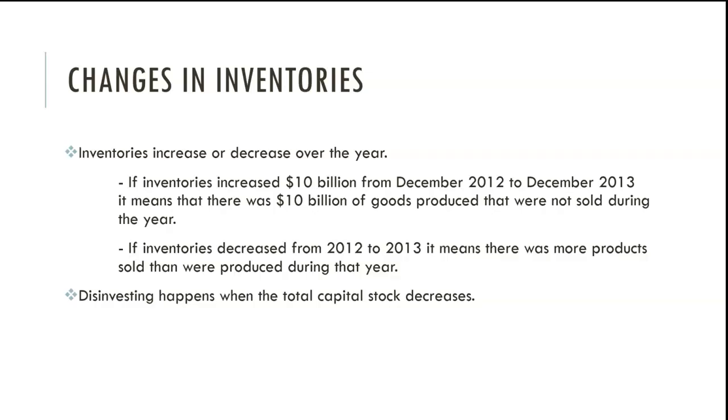We can also have disinvesting. This is going to happen when the total capital stock decreases. Factories, tools, machinery wear out over time. And if we're not investing more resources to fix or replace those things, we can actually have a decrease in the total investment. Depreciation is when existing capital stock wears out.